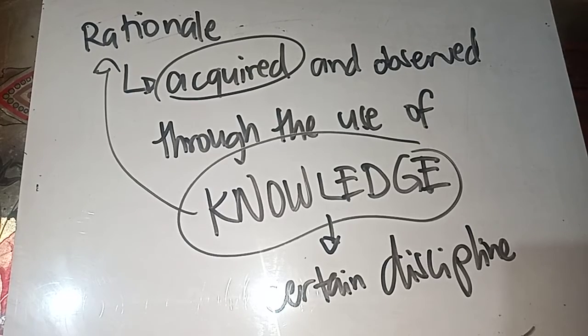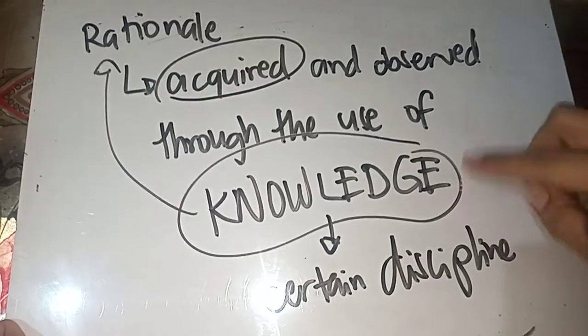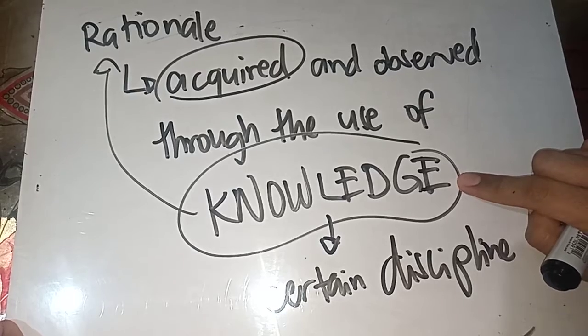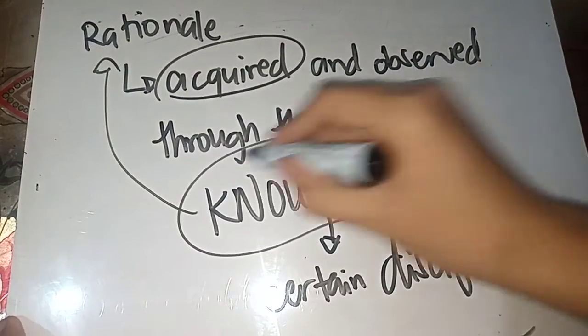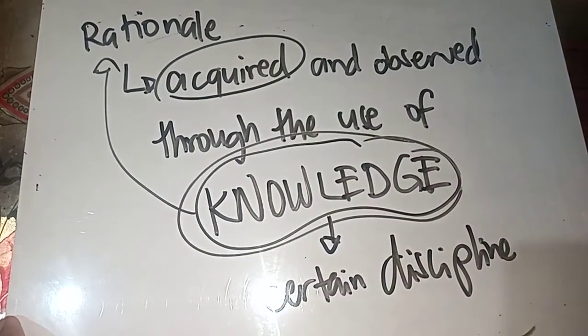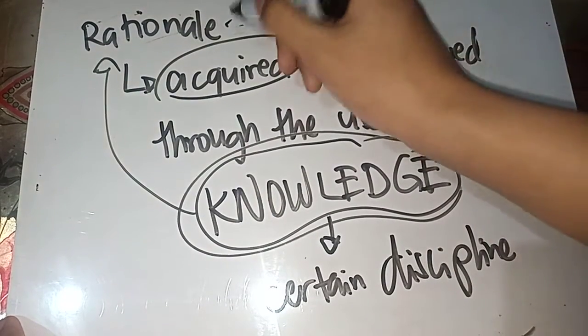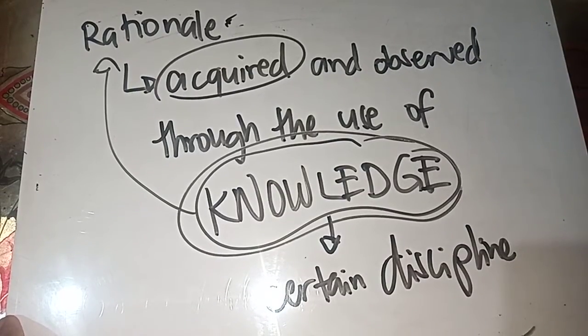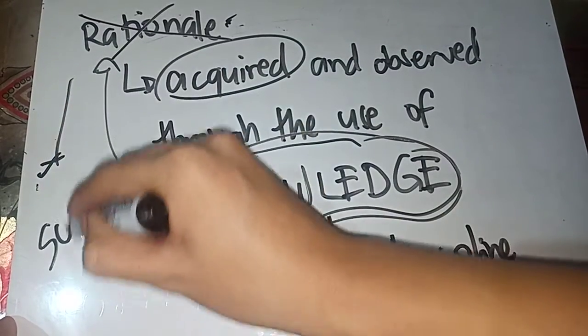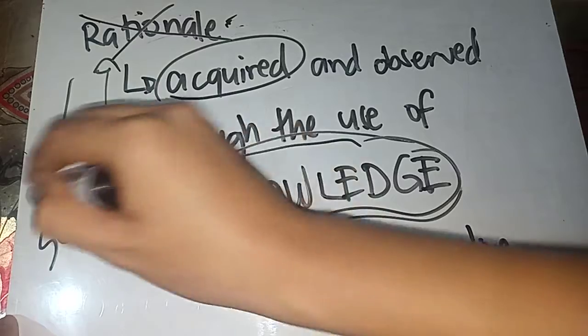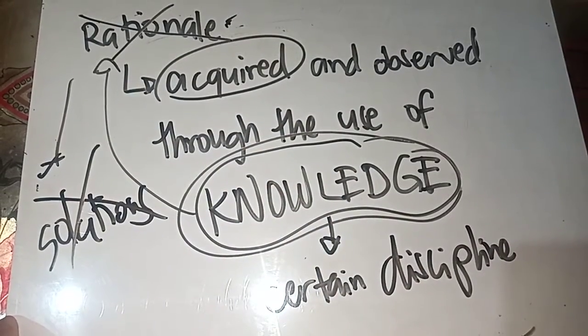The acquisition of knowledge is very essential to perform research. Because without this knowledge, it is impossible for us to identify a problem or identify a rationale and to provide a solution for it. So meaning to say, without knowledge, rationale will not exist. Also, solutions will not exist. So let's take note of this.